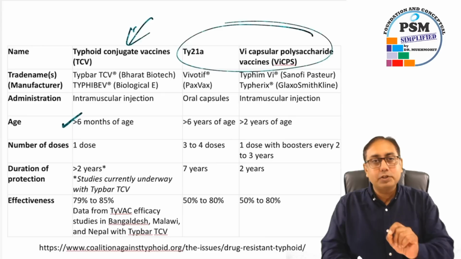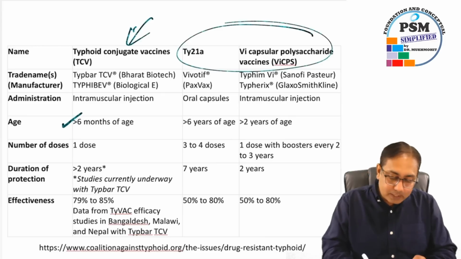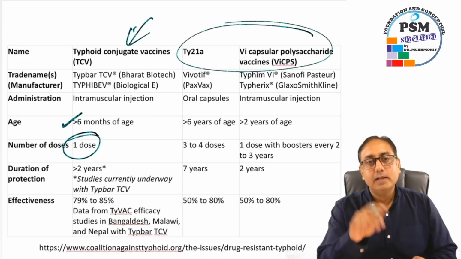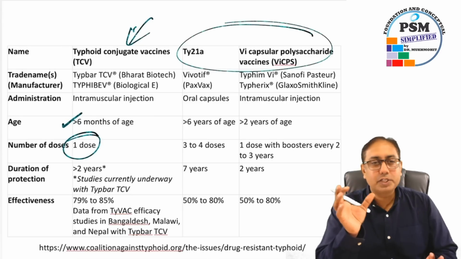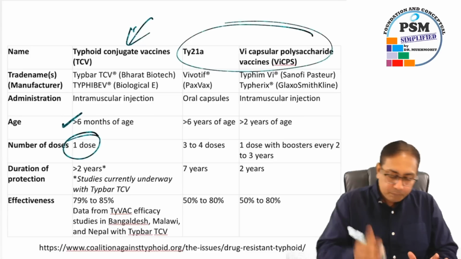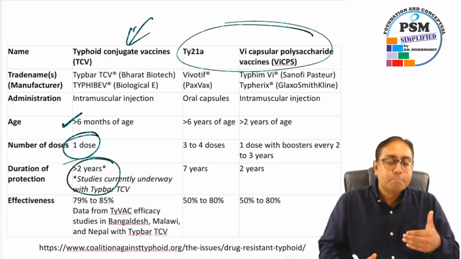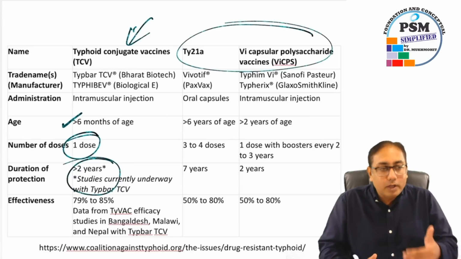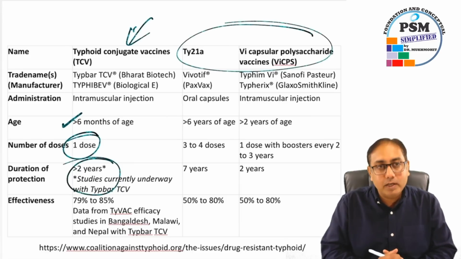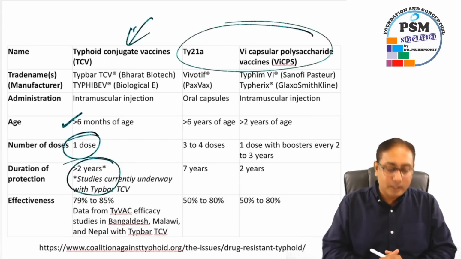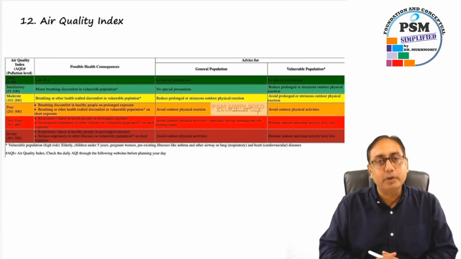It is the advantage of typhoid conjugate vaccine. It is given only as a single dose, and the duration of protection is about 2 years. But the trials on the efficacy and the longevity of the effect are still underway for the TCV, but TCV is one vaccine which you should be knowing.